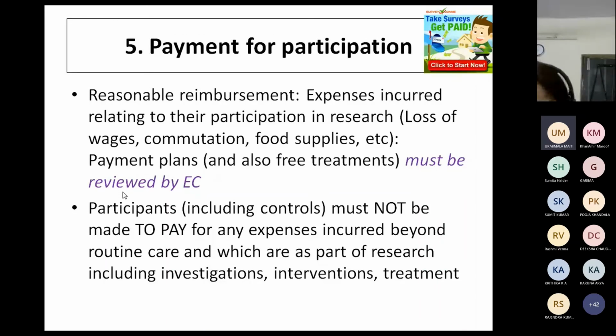And under no circumstances should participants be made to pay for any expenses which are incurred beyond the routine care and which are part of the research. Suppose you have to do an extra investigation, under no circumstances will the participant pay for that investigation, right? That should be a part of your budget allotment in your research proposal itself, and the participant should not be allowed to pay for it.